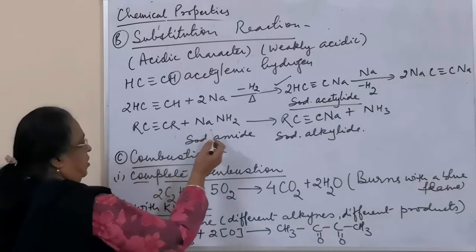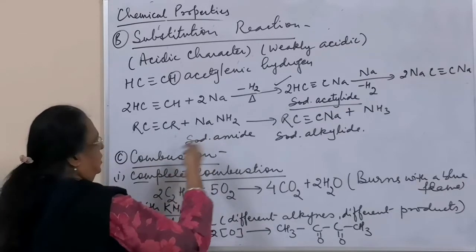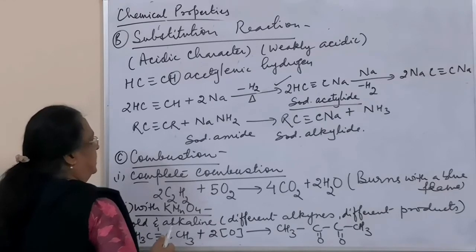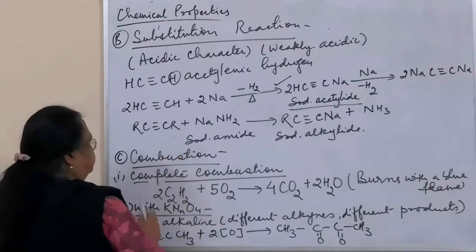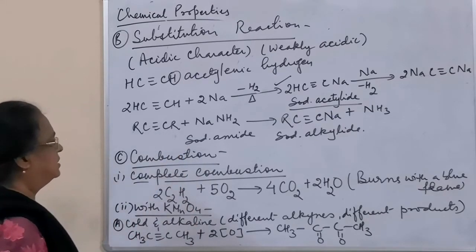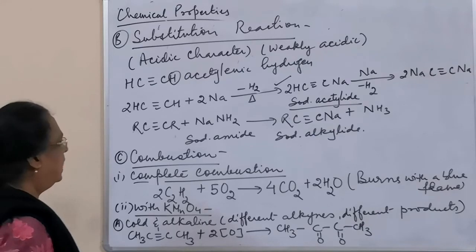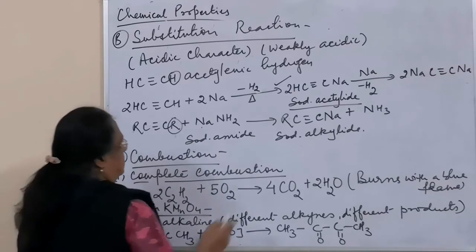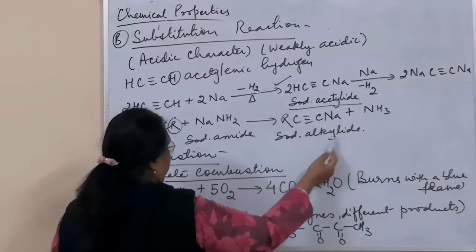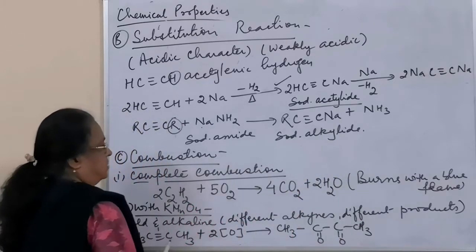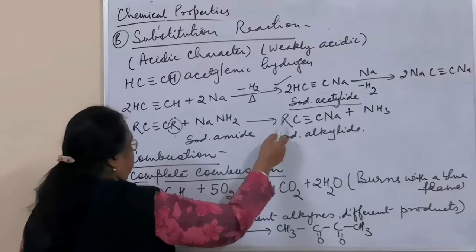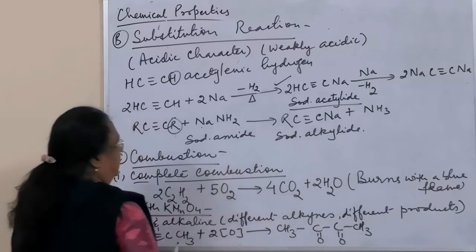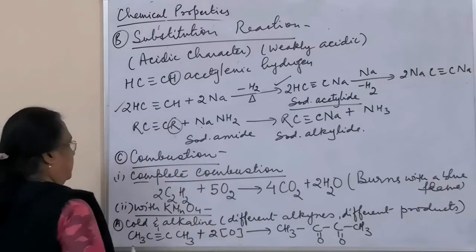Higher alkynes can also be made to react with sodium amide, and in that case the hydrogen which is present here is substituted by sodium, and we get the sodium salt of the alkyne which is called sodium alkylide. Because here an alkyl group is there, we don't know the name. If it had been CH3, then it would be sodium propynide, and ammonia gas is formed. This reaction is more important.